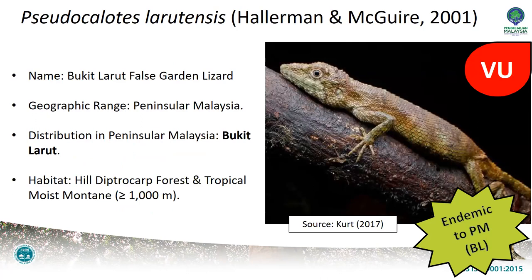Pseudocalotes larutensis, Bukit Larut False Garden Lizard. Spesies ini mempunyai geographic range iaitu Peninsula Malaysia. Distribution in Peninsula Malaysia, spesies ini hanya boleh dijumpai di Bukit Larut sahaja. Habitat untuk spesies ini adalah hill dipterocarp forest and tropical moist mountain pada ketinggian sama dan lebih 1000 meter.